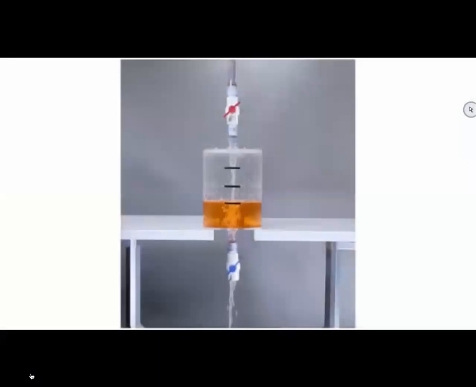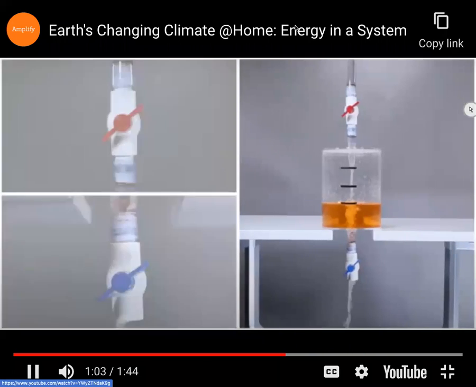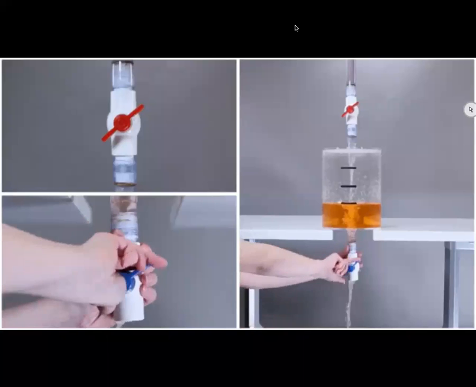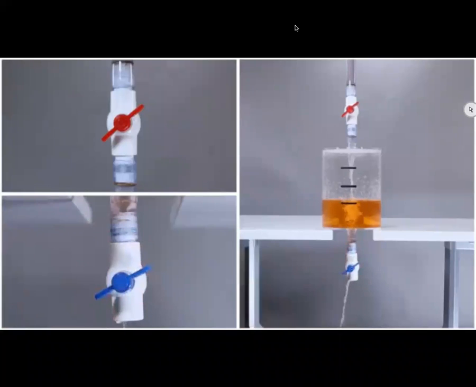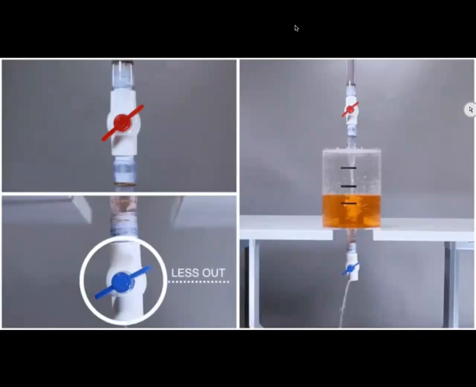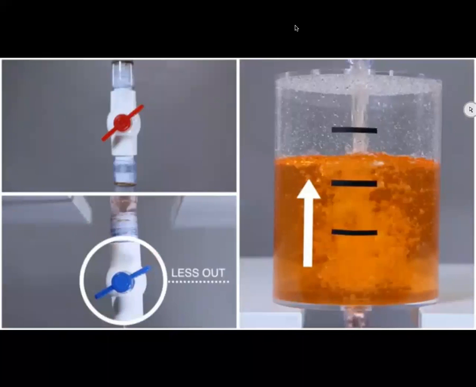Now both valves have been reset to let the same amount of energy in and out. The second way we can increase the amount of energy in the system is to close down the bottom valve while keeping the top valve unchanged. By closing down the bottom valve, less energy can leave the system. This also makes the amount of energy in the system increase.